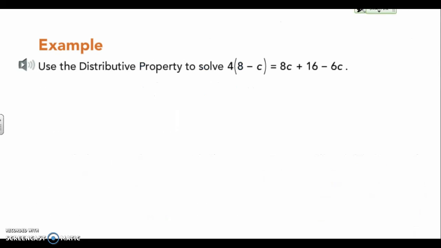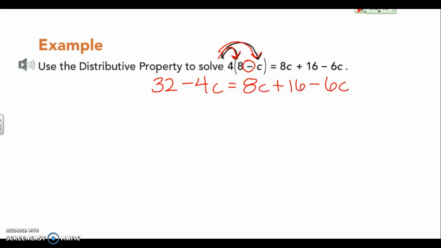All right, look at this problem. 4 times 8 minus c in parentheses equals 8c plus 6 minus 6c. The first thing we're going to do is use our distributive property. We're going to multiply 4 times 8 and 4 times c. When we multiply 4 times 8, that gives us 32. We have a subtraction sign, so we're going to use that. And then we're going to multiply 4 times c, which is 4c. This equals 8c plus 16 minus 6c.